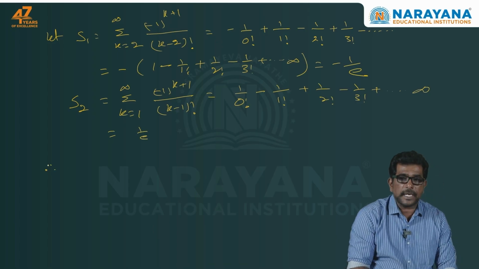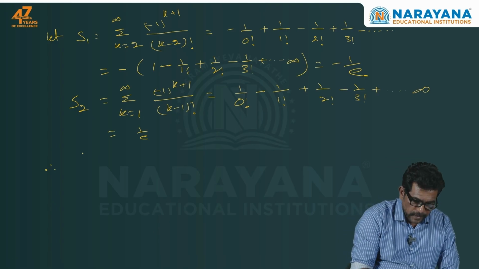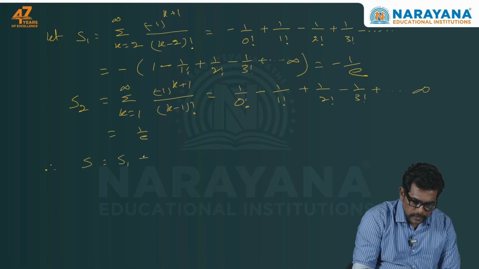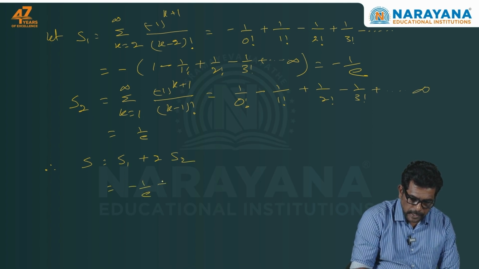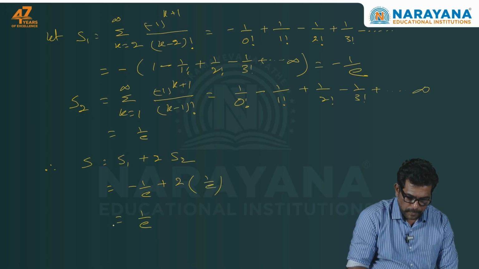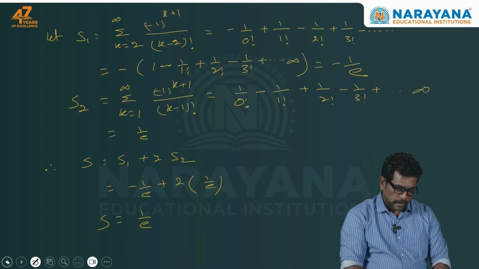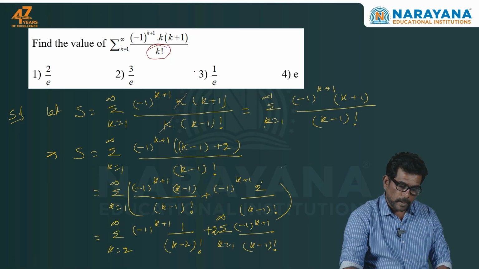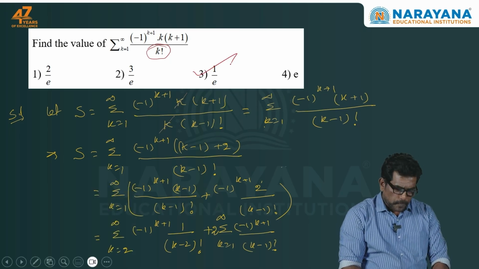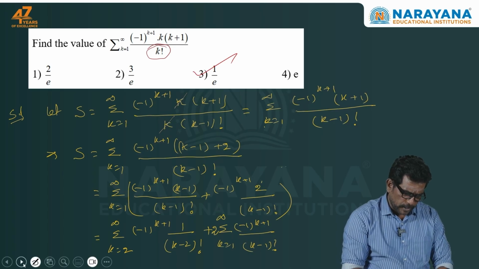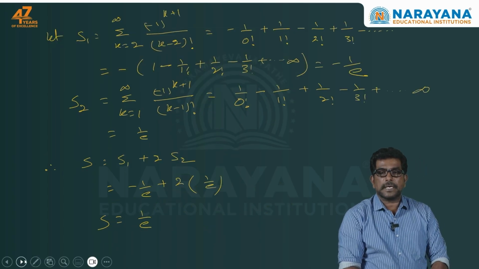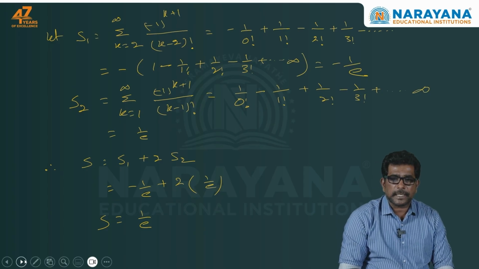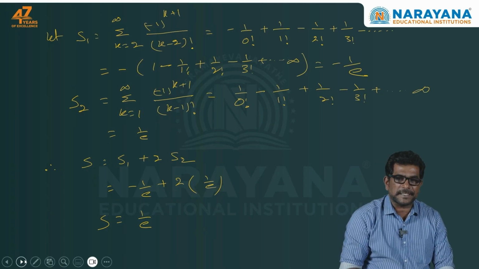Therefore, S1 and S2 we are plugging into S, where S is equal to S1 plus 2 times S2. So S1 is minus 1 by e, plus 2 times S2, which is 1 by e, is equal to 1 by e. S is equal to 1 by e. Observing the options, the third option is right. The third option is perfect, and the problem is related to the exponential series. So this is under sequence and series, but it is a special series, the exponential series.